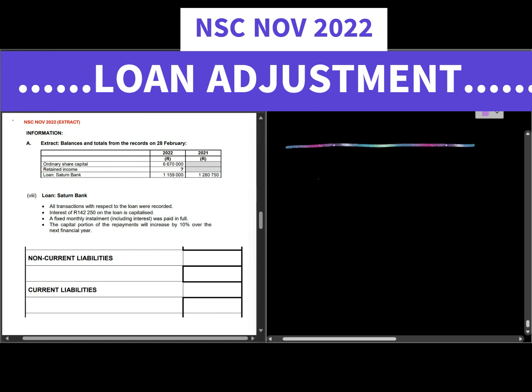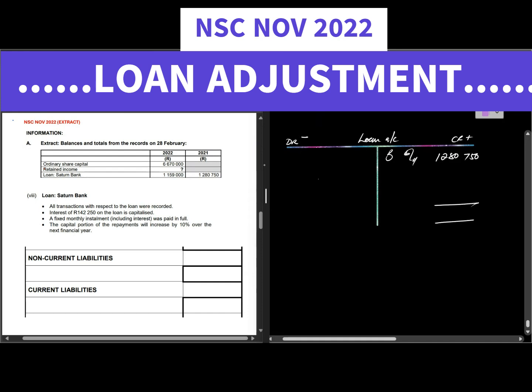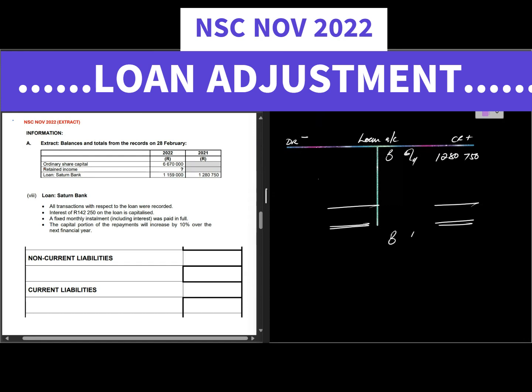In grade 10, we have opened what is known as the loan account. This is what you're seeing over here. Here's my T account, and I call this my loan account. Remember, liability on the credit side is a plus, and on the debit side, that will be a minus. Then I have my opening balance, which I'm going to bring here. My balance brought down, remember, that's 1,280,750. Then I close it up like that. Remember the double lines, and beneath the double lines I'm going to have another balance brought down, which is 1,159,000, because it is a liability, so it has a credit balance.